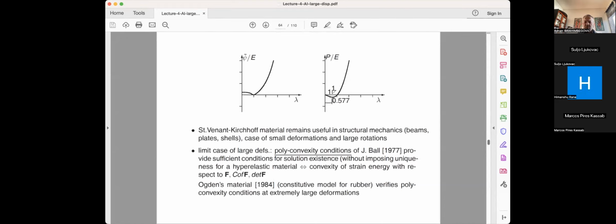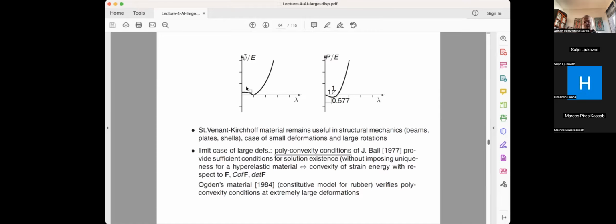So basically what happens here is that what went wrong, this is your stress strain diagram. You have this inflection point at 1 over square root of 3, value of stretch, and then basically your energy, which should be going up to infinity, turns out and bends the other way. And then basically you lose convexity with respect to stretch.